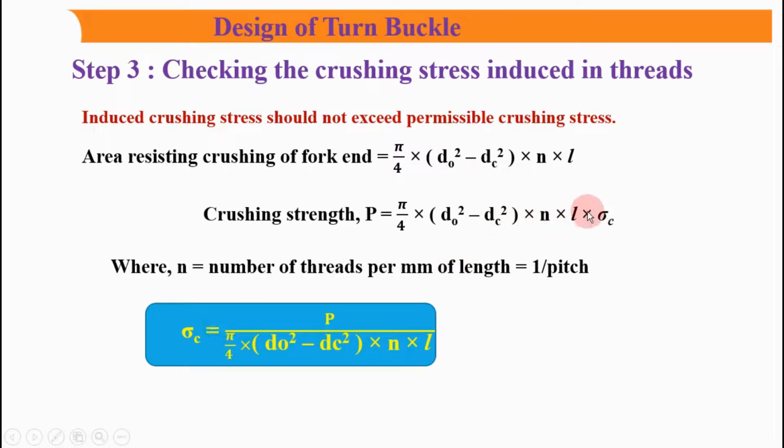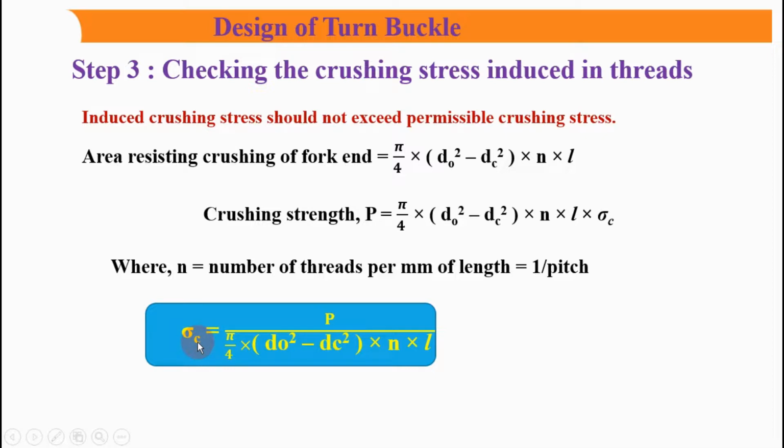So sigma C equals P divided by pi by 4 into (DO square minus DC square) into N into L. By this relation we can easily find out the value of sigma C, that is the induced sigma C. Let me clarify: whatever sigma C we have calculated by this relation denotes the induced crushing stress.